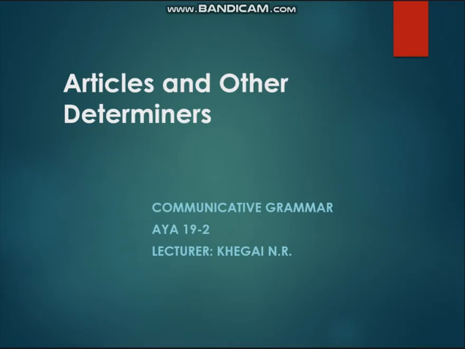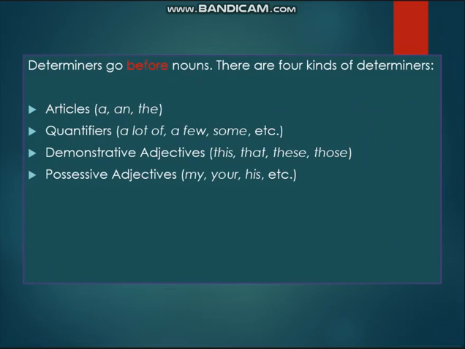Articles and other determiners. Communicative grammar. Determiners go before nouns. There are 4 kinds of determiners: articles, quantifiers, demonstrative adjectives, possessive adjectives.